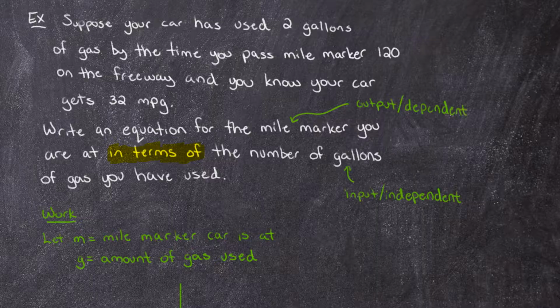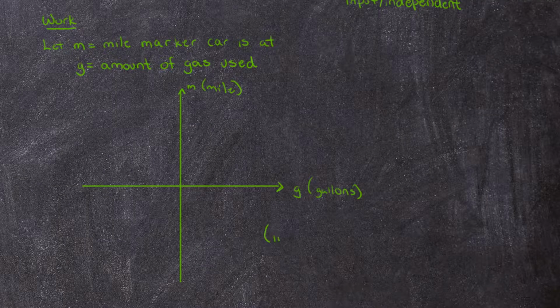Let's label the axes. Now we can plot the given point. The ordered pair is listed as independent variable, dependent variable. So for us, our ordered pairs will be gallons, miles, or I'm going to label them as g, m.